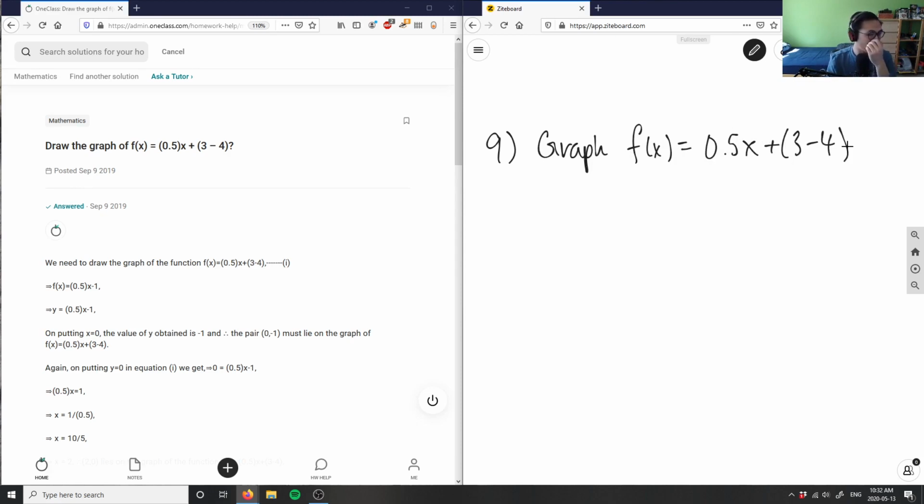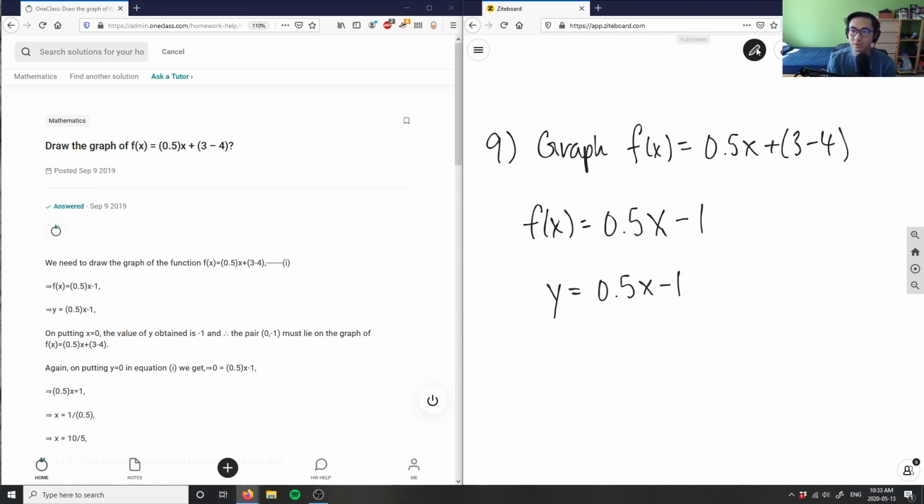Before we graph this function, I could actually simplify this algebraic expression. I have f of x equals 0.5x, and then this plus 3 minus 4 here. I can do the operation in the brackets: 3 minus 4 is simply negative 1. So f of x equals 0.5x minus 1. When we're graphing this, we could change f of x into y, just for our purposes here. Let's change this to y.